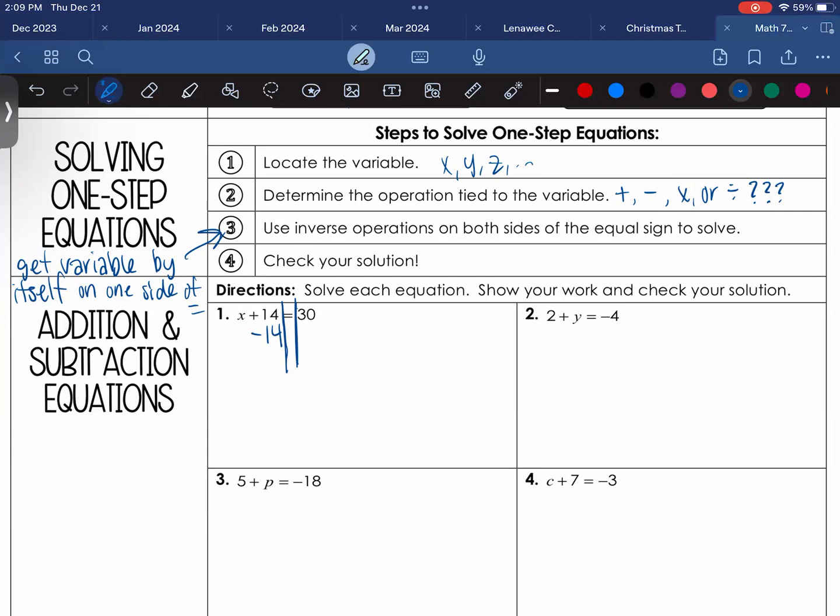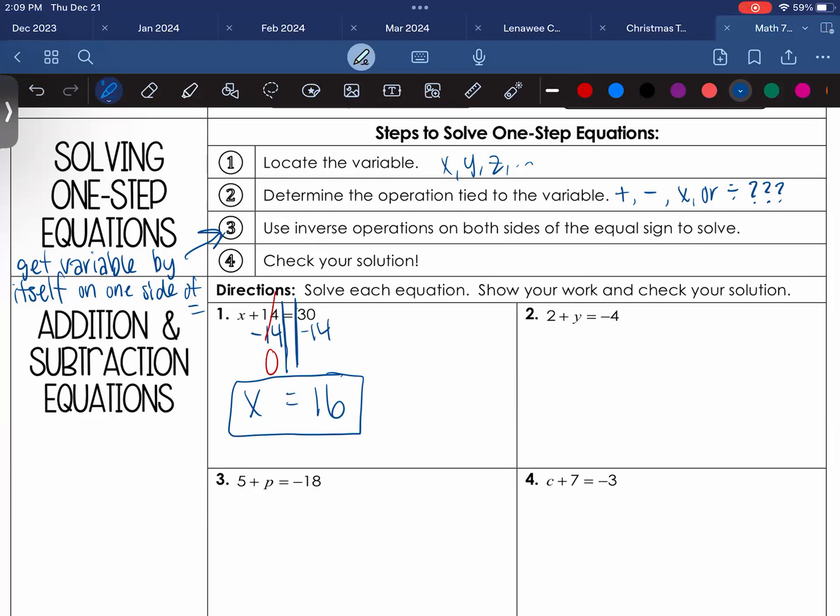And this is where you combine terms. So we have 14 minus 14, which gets us 0, or it just cancels out, right? So on that side, all we have left is x. In the middle, we have our equal sign. And now we also need to subtract 14 from this side. So on the right side, we have 30 minus 14, which will give us 16. So we just solved for x. That was a one-step equation. Here's our answer. x equals 16.